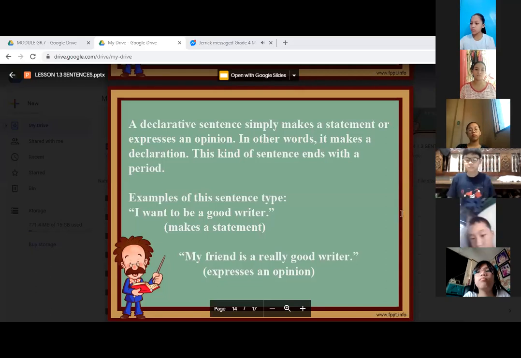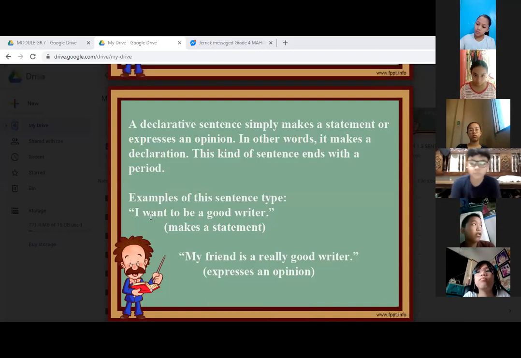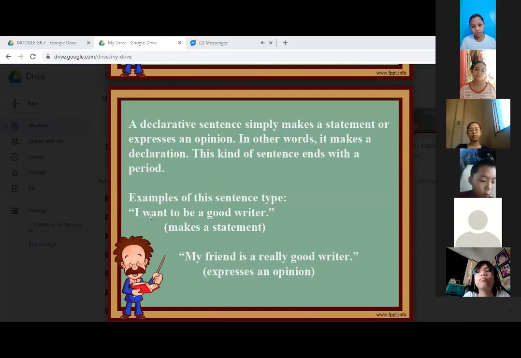I want to be a good writer. So in this case, you are just sharing your thoughts. Okay? You are just making a statement. So it ends with the period. You are not asking a question. You are not shouting. You are not giving a command because you are just making a simple statement. Okay, so that is a declarative sentence.